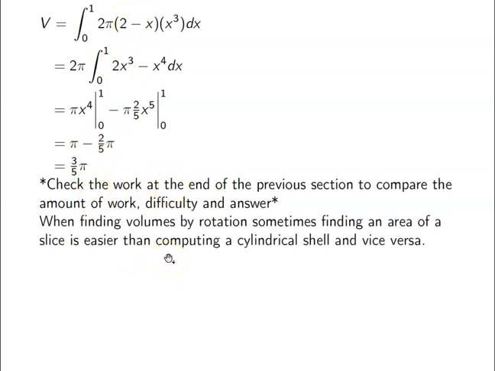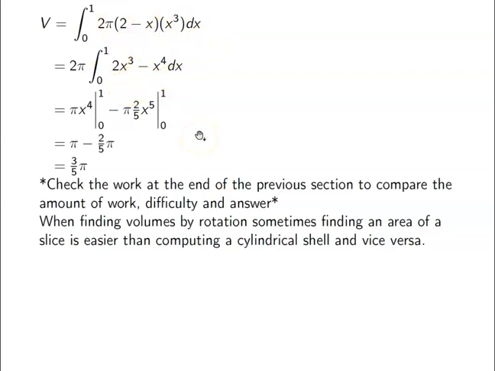Okay. So when we're finding volumes by rotation, sometimes finding an area of a slice is easier than computing a cylindrical shell and vice versa, right? So what I mean by that is sometimes the washer method is easier. Sometimes taking a slice and slicing it in y or slicing it in x and looking at that washer that's formed, that cross-sectional area, sometimes that's easier than trying to use a cylindrical shell just because of the multiplication that happens when you do it.